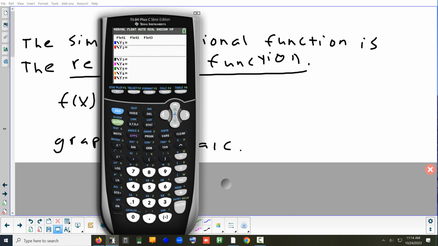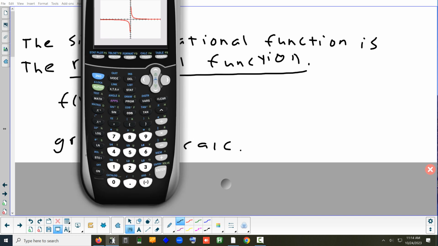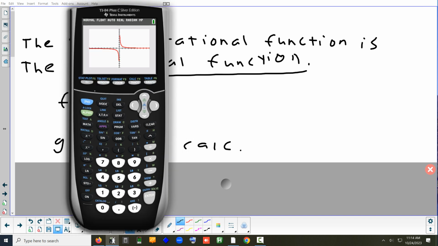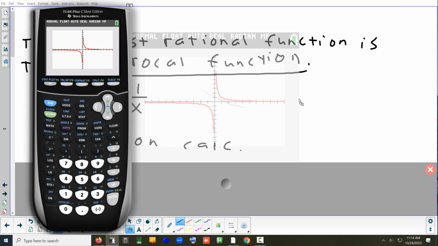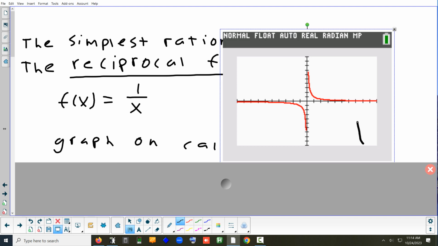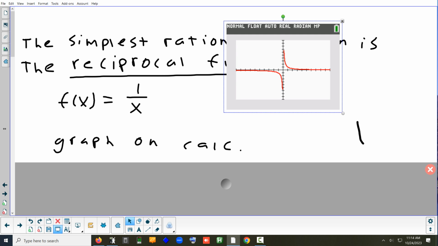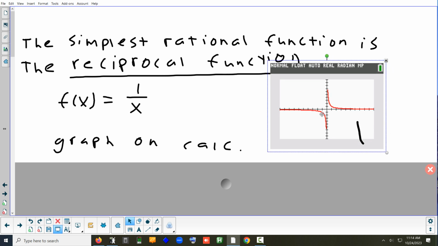Just clear everything out. Let me go back to Zoom 6. And the calculator doesn't quite draw it perfect. It's pretty good, but... Okay, so here's your graph. And if you look at it, it almost looks like it stops, right? It doesn't. The graph continues in every direction, up, down, left, and right, forever.